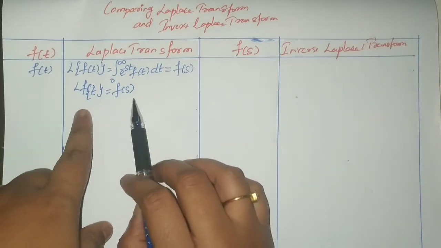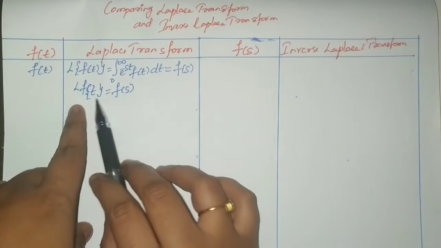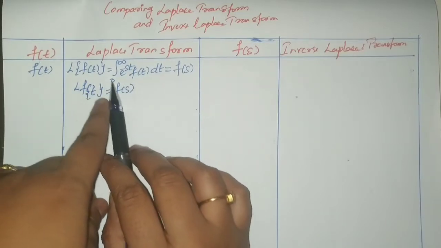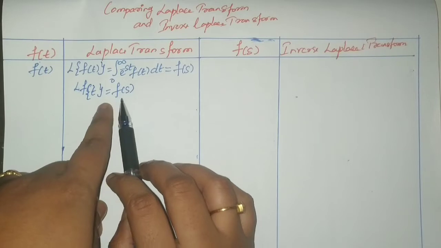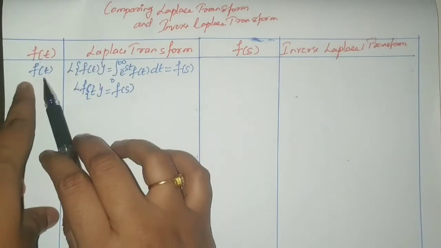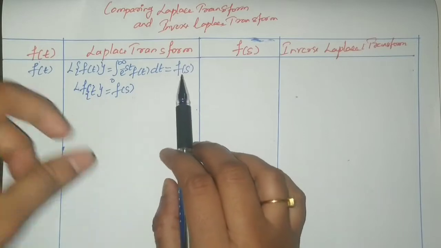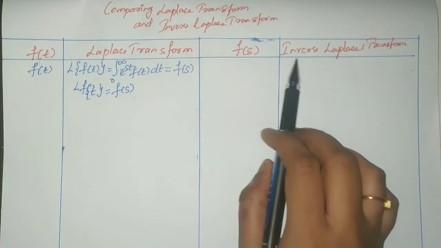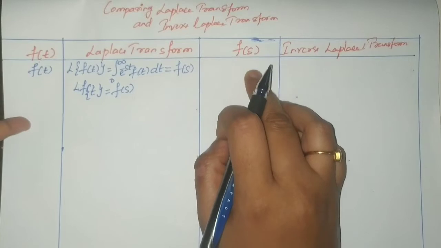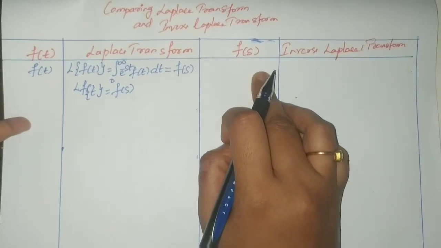Now to get the inverse Laplace transform, this will be the key formula for us. Just shift this transform to the RHS. That gives inverse Laplace transform. For the Laplace transform, your function will be f of t, solution will be a function of s. For inverse Laplace transform, your function will be f of s and the solution will be f of t.